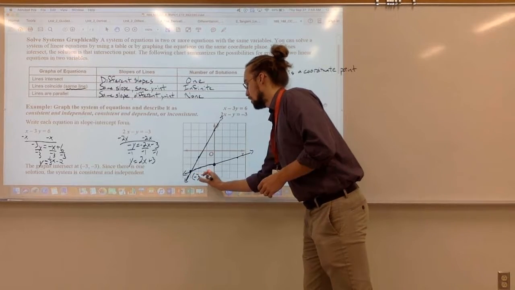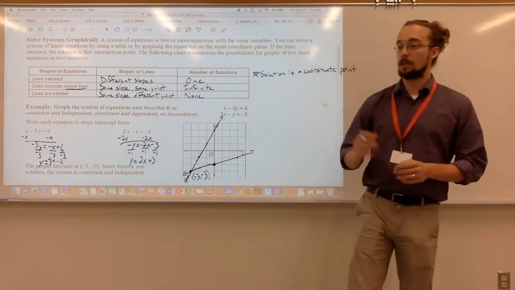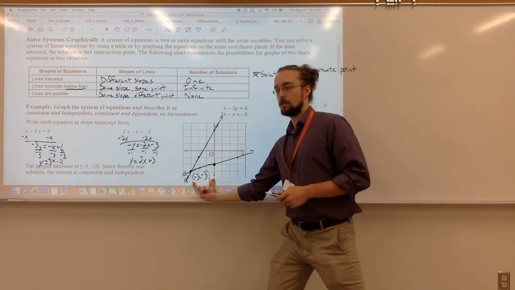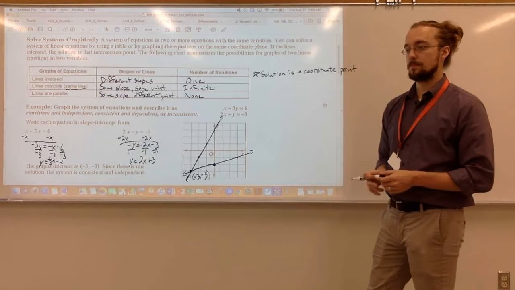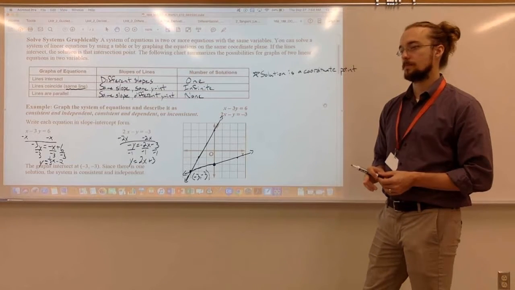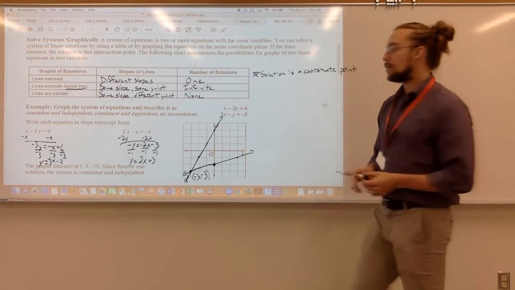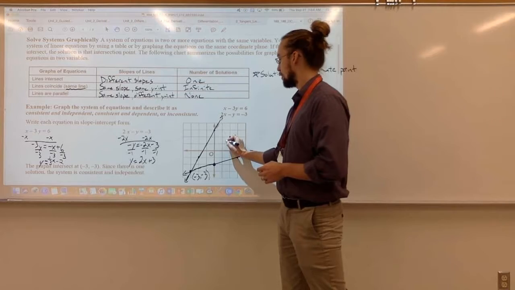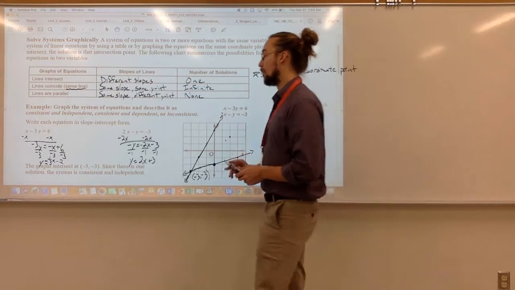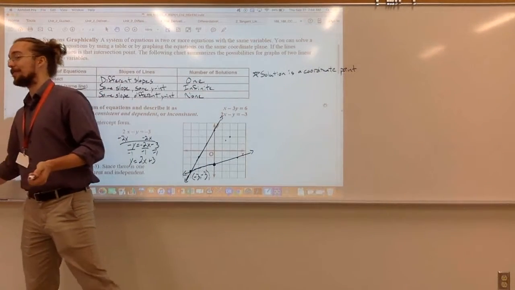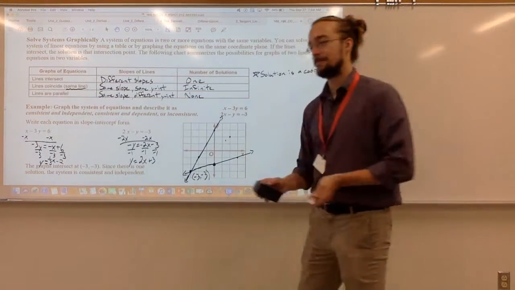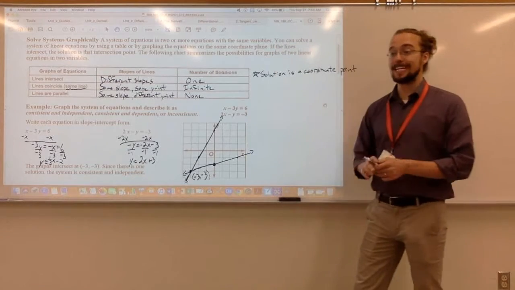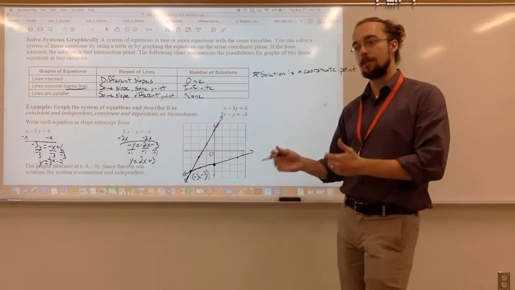Coordinate point means like an x and a y. So like this is a coordinate. I think it has to be one of the lines where they intersect. Are you saying that's a coordinate point and that's not? Yeah. Okay, so that's not entirely true. So that's why graphing isn't always the best method to find the solution.